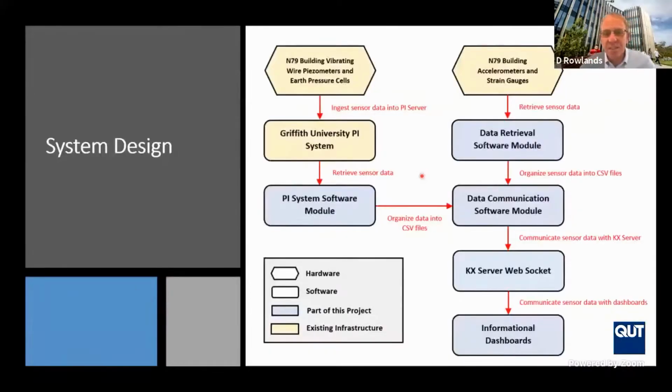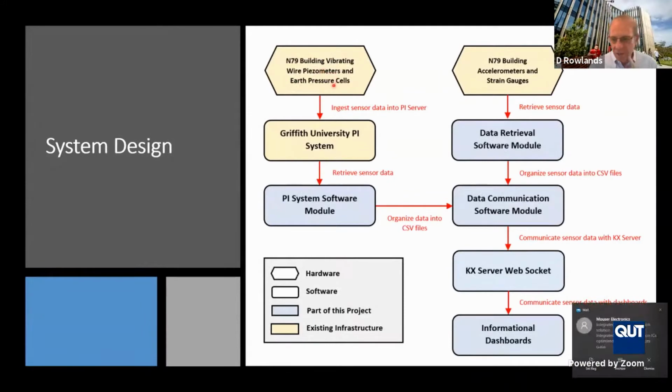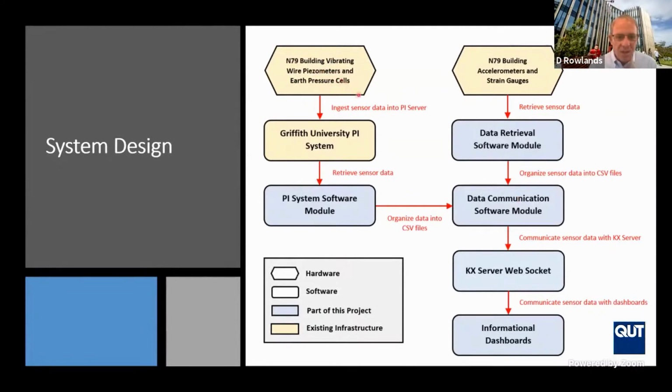Okay, so basically the system design is this: the university already had a data storage system that they used to store information about the power and temperatures and things like that in other buildings. And that was an OSI PI system, PiSoft. Last year, as presented by Sanam, the vibrating wire piezometers and the earth pressure cells were coming through, stored in the PI system, from which we could use their dedicated software to pull data out.